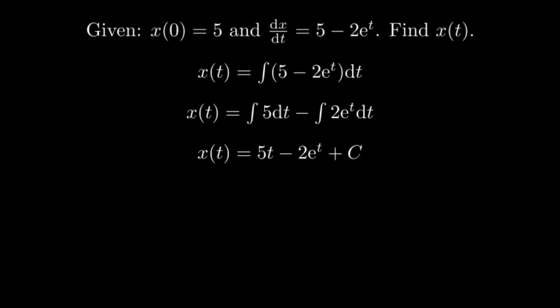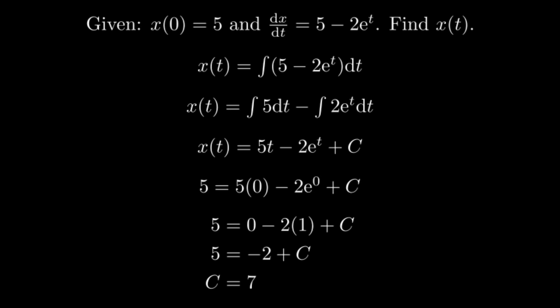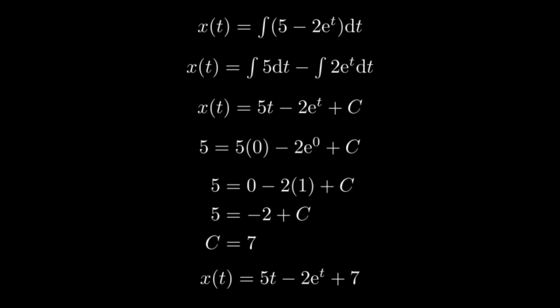Now we use the condition x of 0 equals 5 to find c. Since e to the 0 is 1, we have. So the constant c is 7. Therefore, the expression for x in terms of t is 5t minus 2e to the t plus 7.